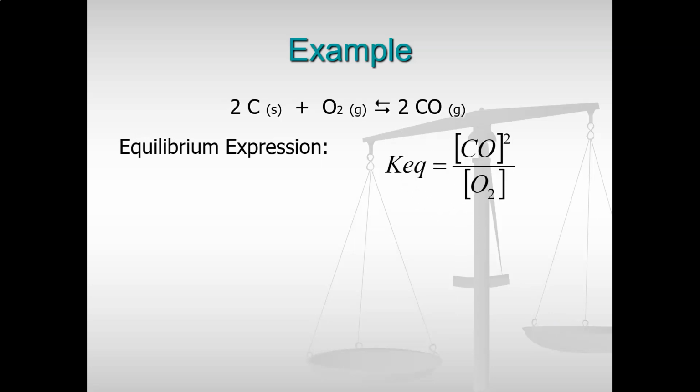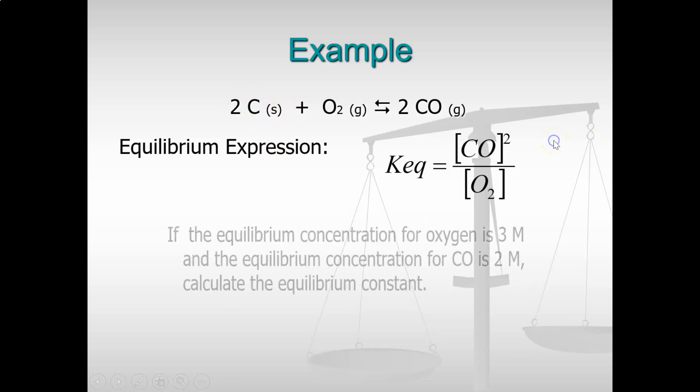And hopefully you come up with this, okay? I've got oxygen, the reactant, on the bottom, the product, carbon monoxide, on the top. Brackets mean concentration. Coefficient of 2 becomes the exponent. Oxygen doesn't have one, so we don't have to put anything there. Why isn't carbon in there? Hopefully you're recognizing that it's a solid, so it doesn't go into the equilibrium expression. Its concentration does not change, and therefore it's not going to be part of the expression.